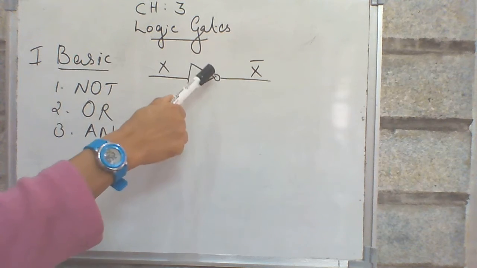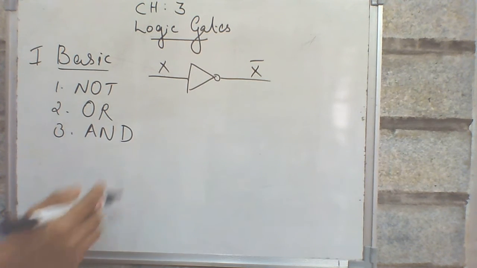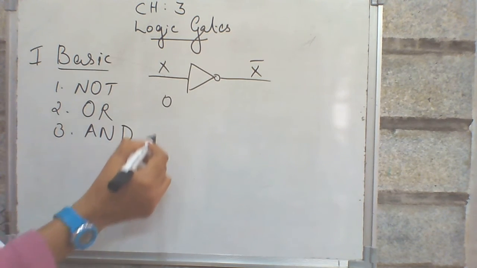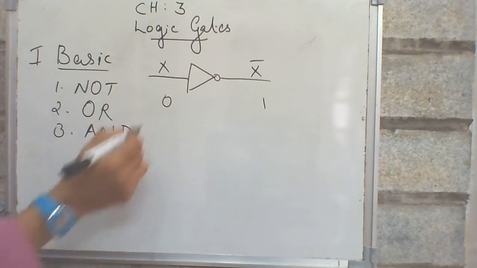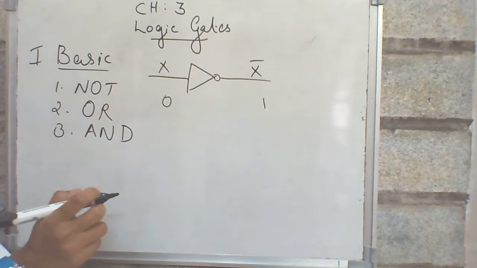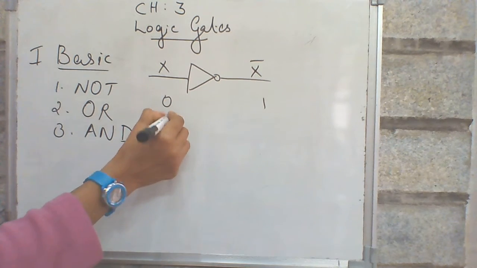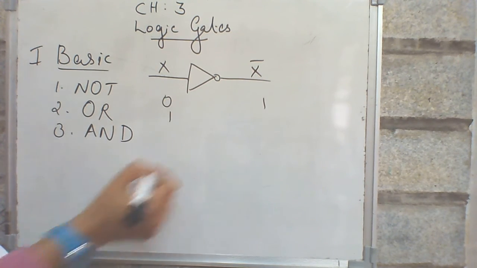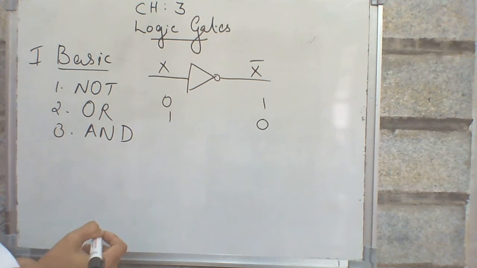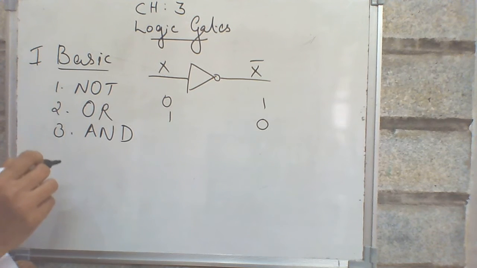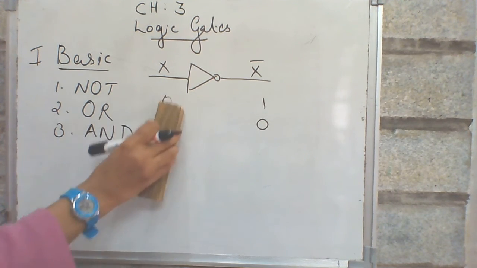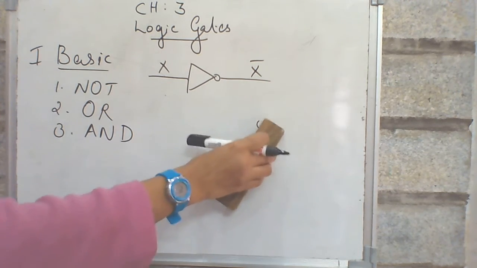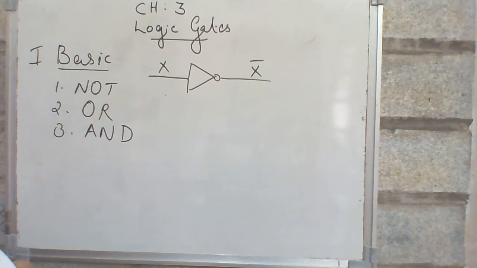Okay, this is the NOT gate symbol. That is, if you are giving 0 as the input, you will get 1 as output. That is, 0 bar is equal to 1. Then, if we are giving 1 as input, you will get the output 0. That is, if X is the input, X bar is the output. That is NOT gate.